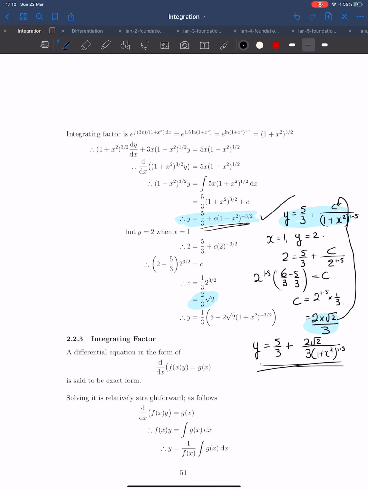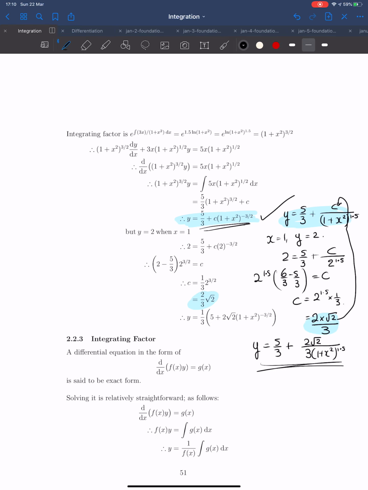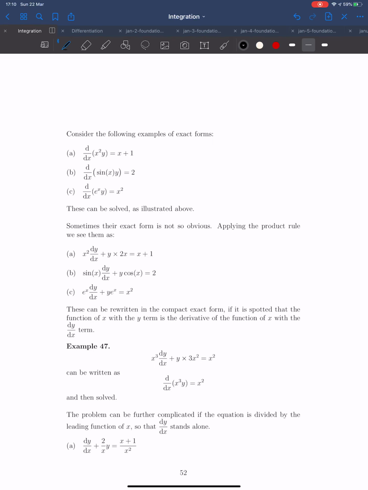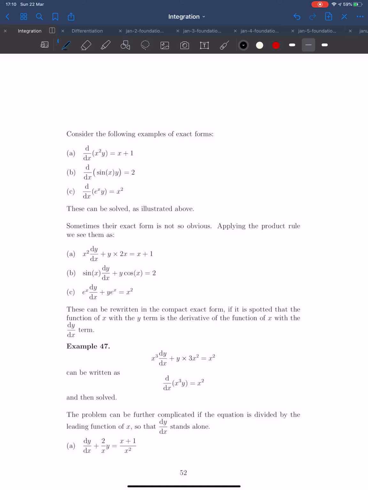Now I feel like they talk about integrating factor again in these notes. So I'm just going to jump forward to the exercises because there's nothing new there. We've done all that already. So I'm just going to jump through to the examples. I'm going to do all the examples. You can read that, but I feel like it's quite repetitive, so I don't feel like I need to do it. Example 47 is the next one.